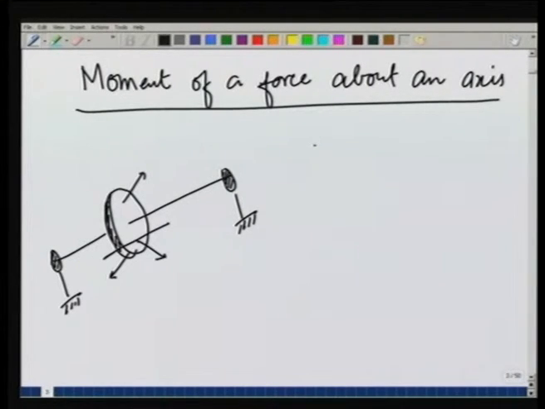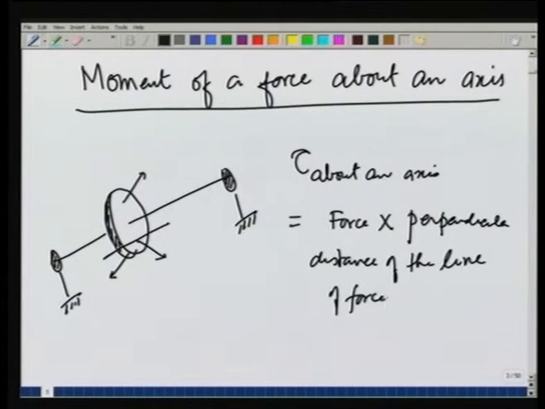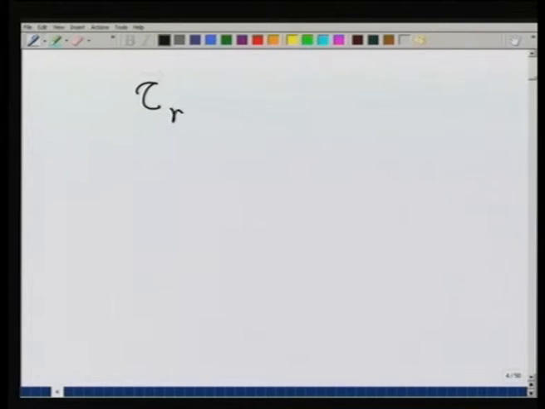And then if you recall your 12th grade physics, you have been defining torque about an axis as force times the perpendicular distance of the line of force from the axis. Now, we will get more sophisticated now that we have mastered the vector algebra and so on, and define the torque about an axis in a slightly different manner, which I will show through an example is equivalent to what you have been learning.